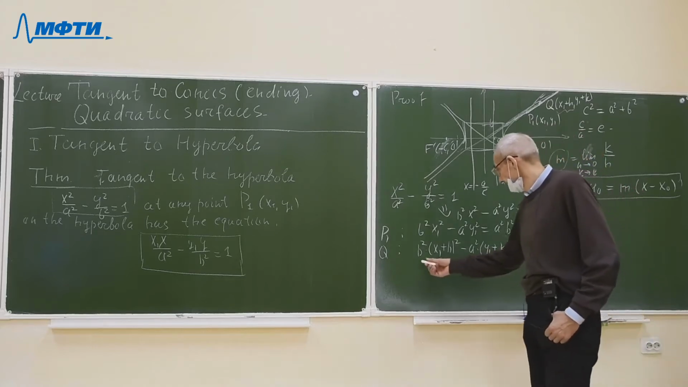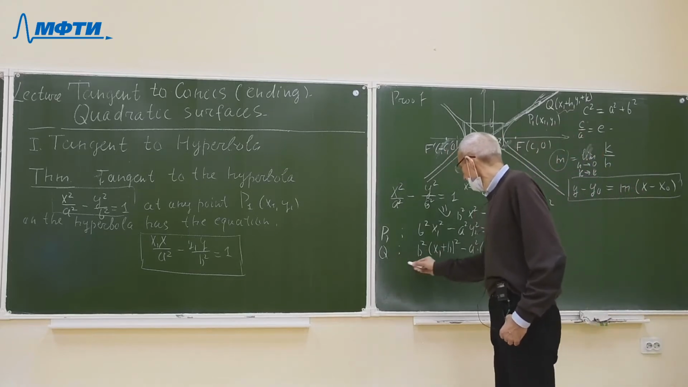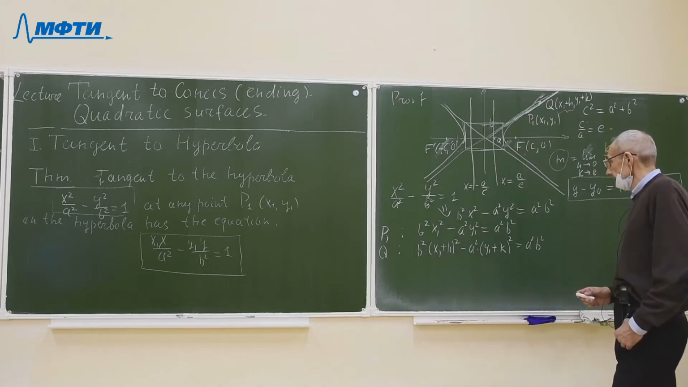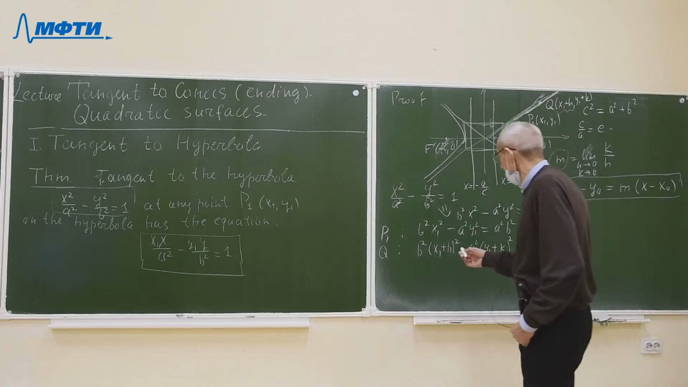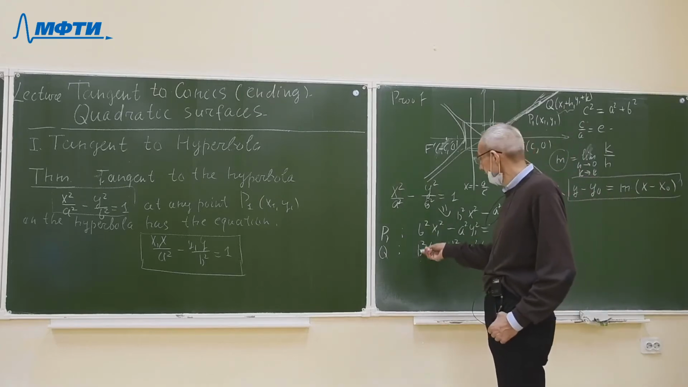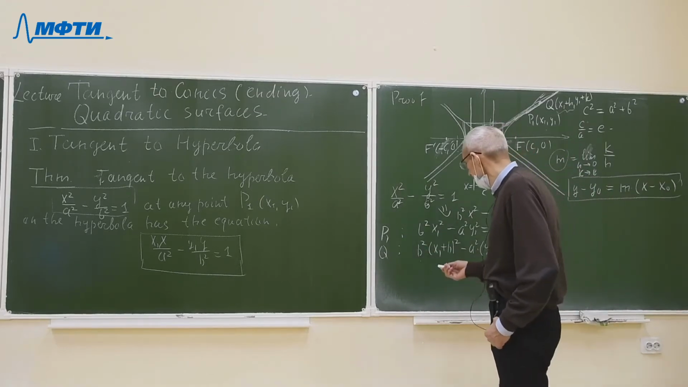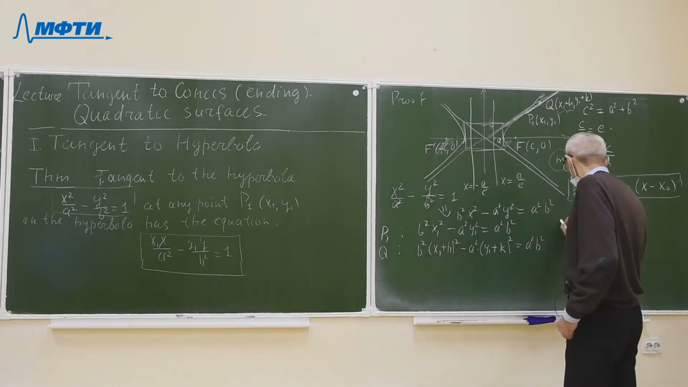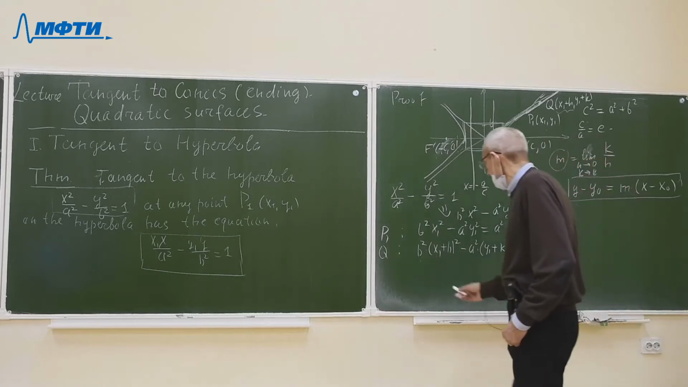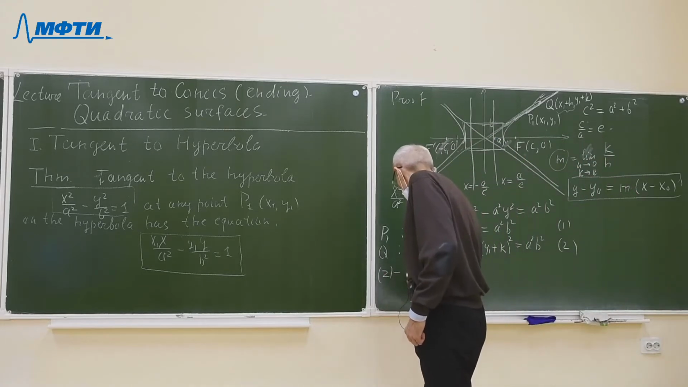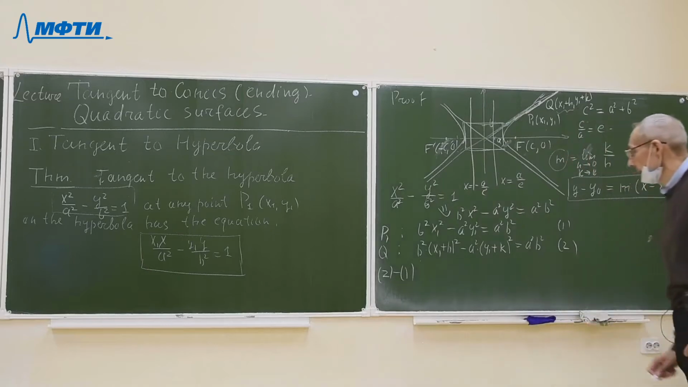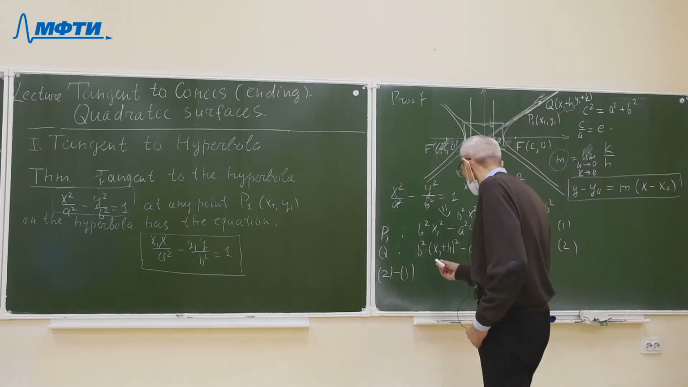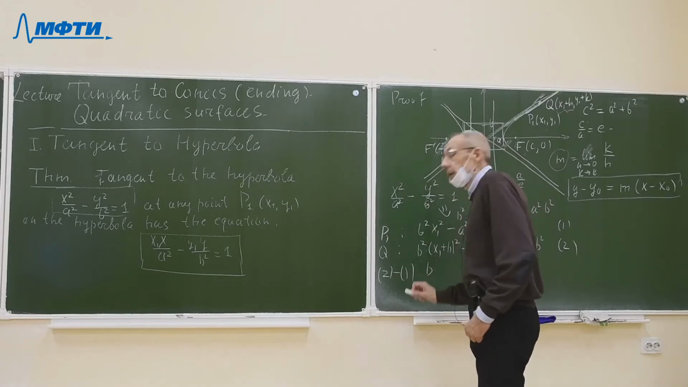And we can transform the equalities and subtract the first equality from the second equality. And after subtraction, we obtain the following.